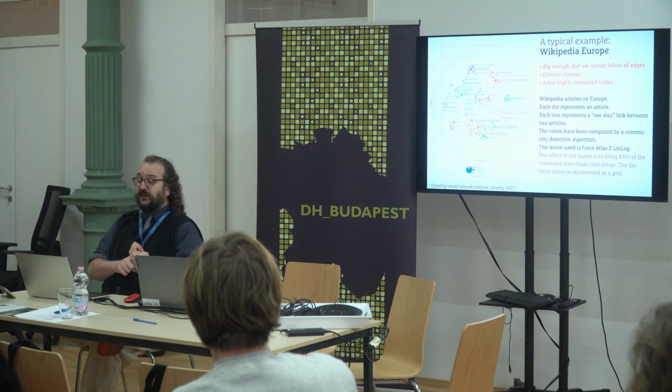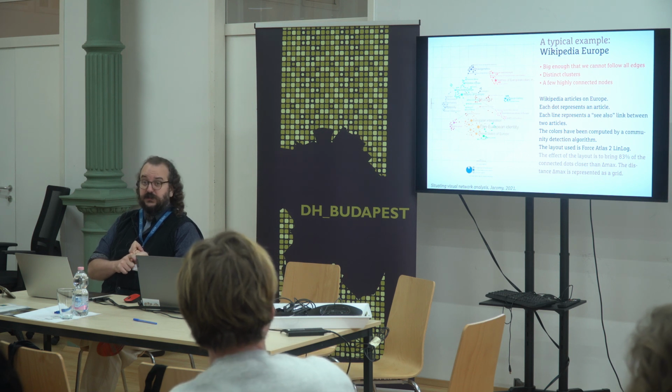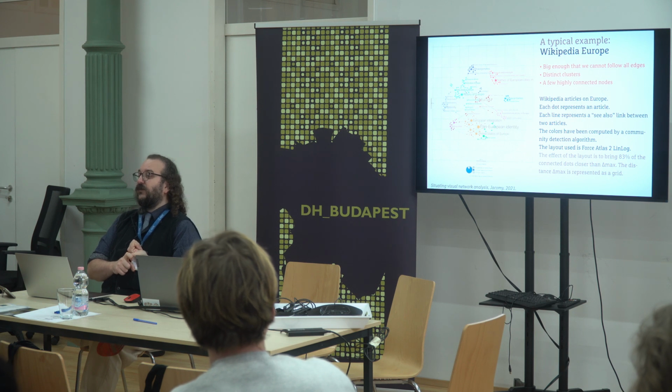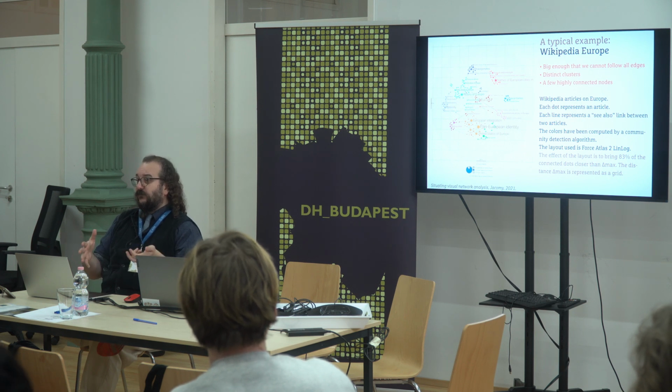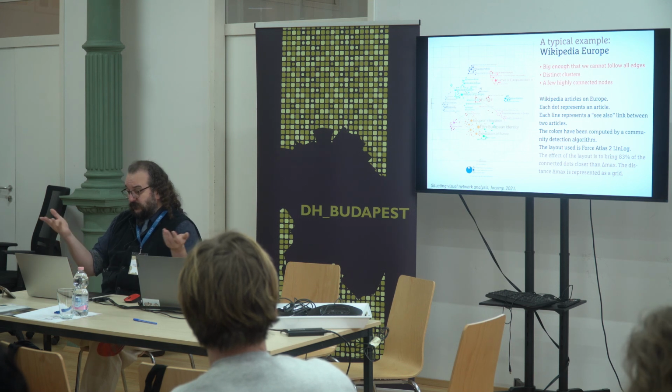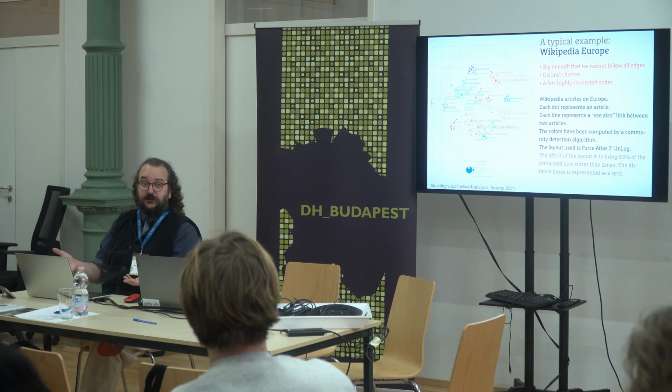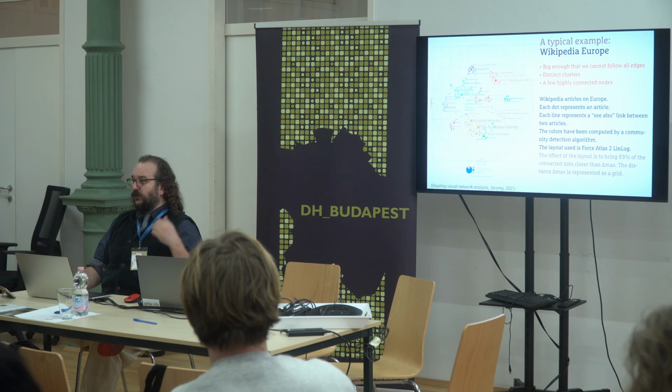So first of all, it's big enough that you cannot follow all of the edges. This is really important because if your network is really small, you don't have the problems that visual network analysis is solving. So you may just look at your diagram and understand it. You don't need anything. You can go fully qualitative. The problems come when your network is big enough.